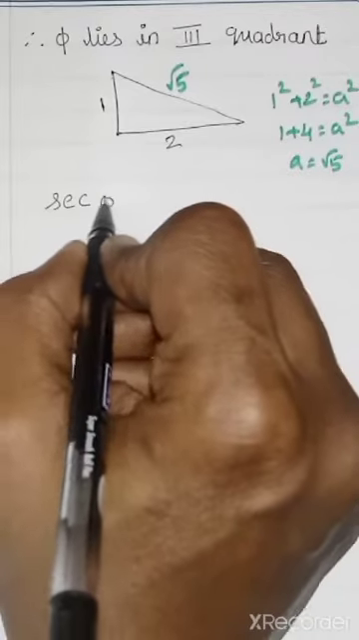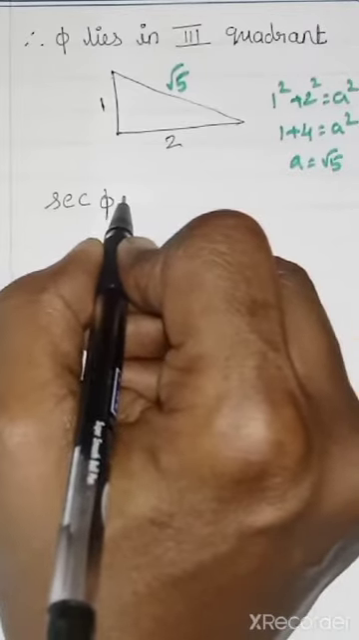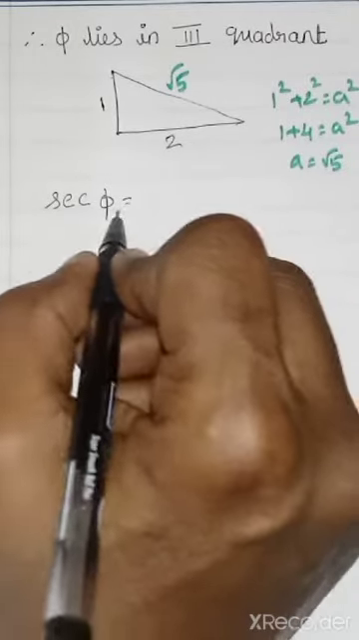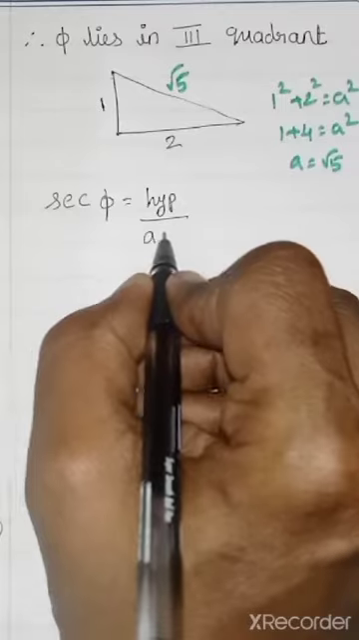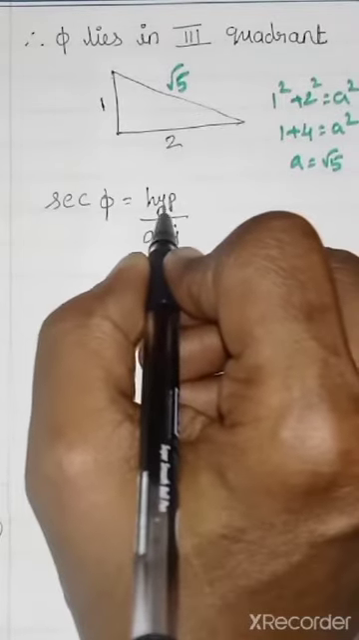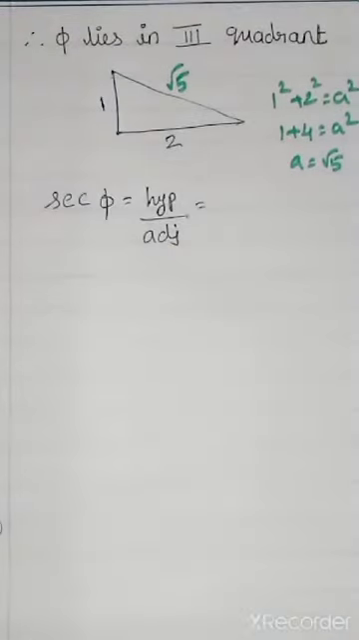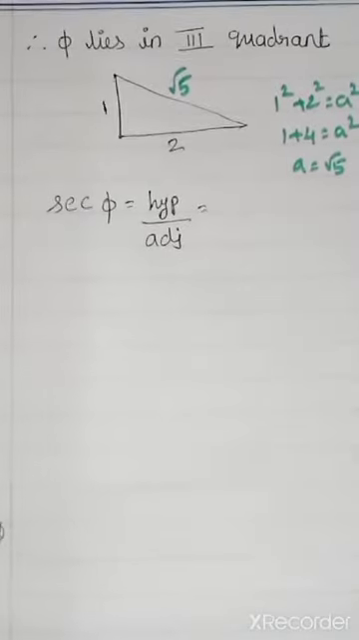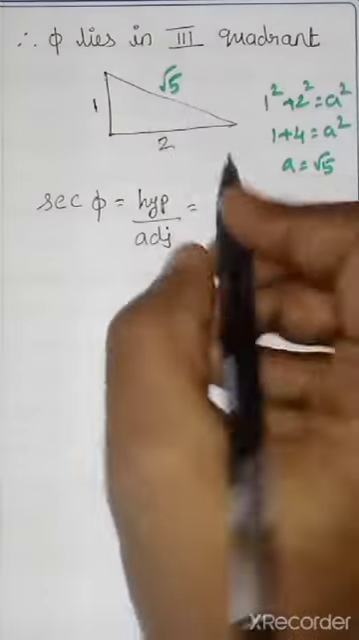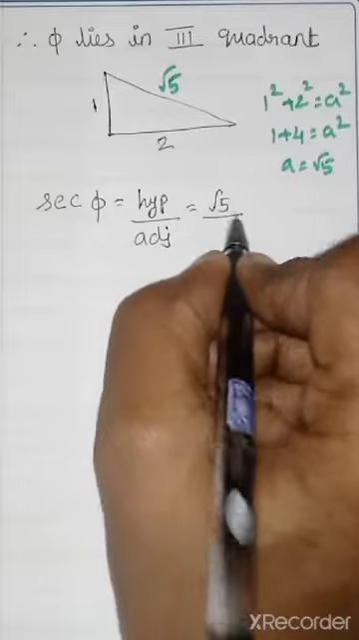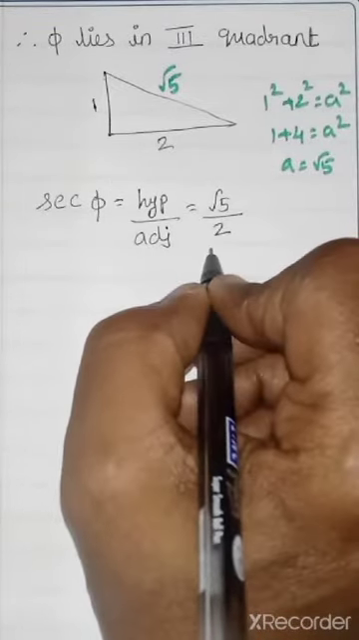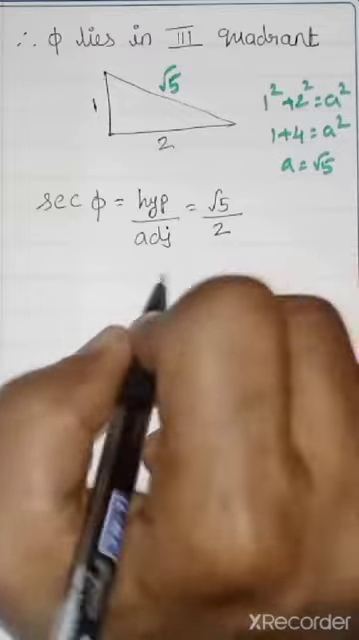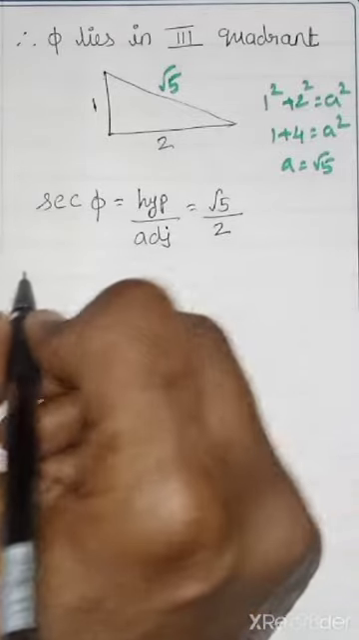So secant phi equals what? What is your secant phi formula? Hypotenuse by adjacent. So what is your hypotenuse value? Root 5. So root 5 by adjacent value is 2. So root 5 by 2. Is that right? Now we can find what we want to find.